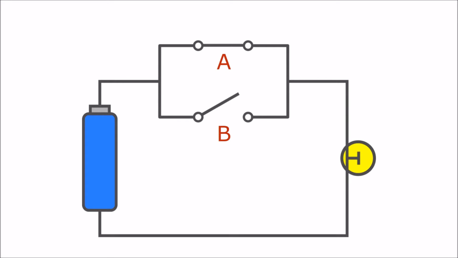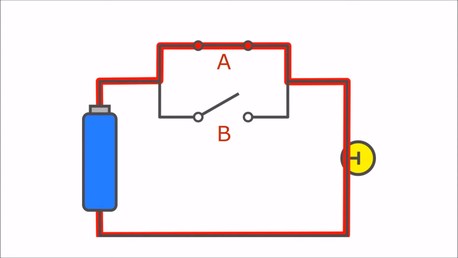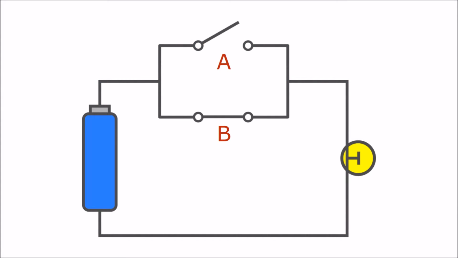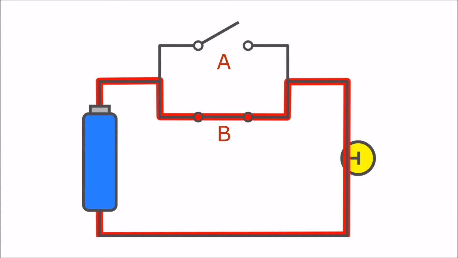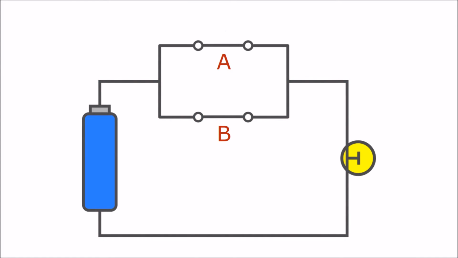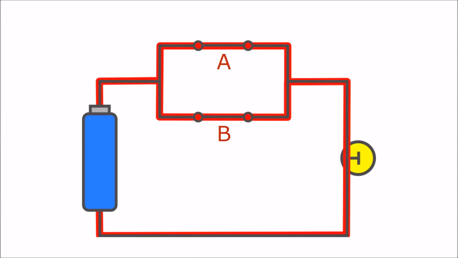Now we turn switch A on. The circuit is complete even though switch B is open. The light comes on. Now let's turn off A and turn on B instead. The circuit is complete although the electricity must take a different route. It makes no difference, the light is still on. If we turn on switches A and B at the same time, the circuit is complete. The current can flow through both switches, so the light is on.